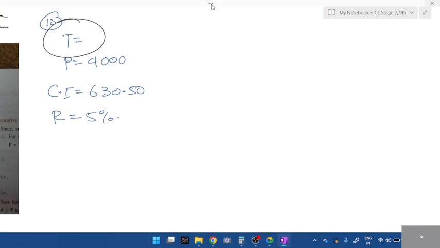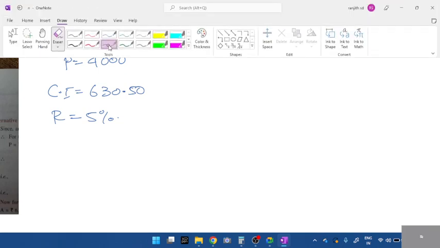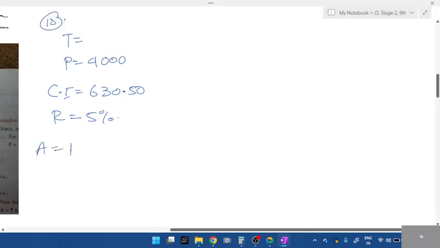Which formula relates amount, principal, and compound interest? Amount is equal to P plus I. If you want to find amount, what is principal? 4000. What is compound interest? 630.5. What's the total value? 4630.5. Let us use this. Amount is 4630 point 5. Okay, I don't need the decimal.